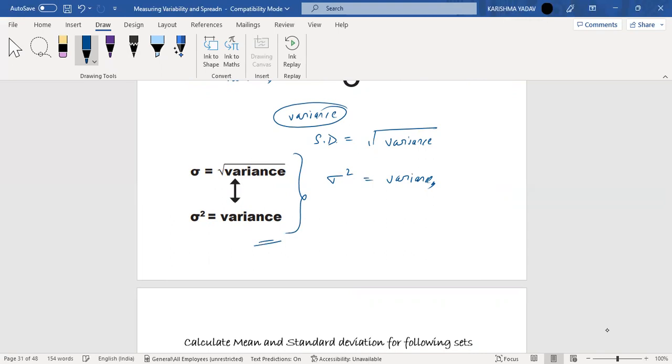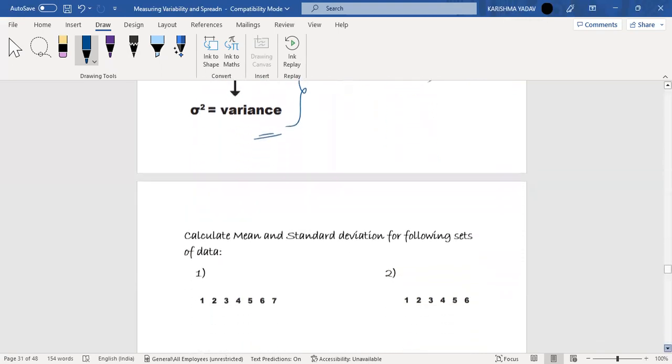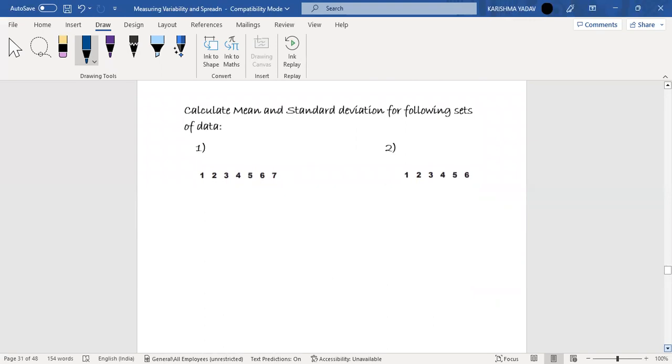Now let's just do an example of this so you can get a more clear understanding of this concept. It is saying to calculate the mean and standard deviation for the following sets of data. So let's take out the mean for this same set of data.